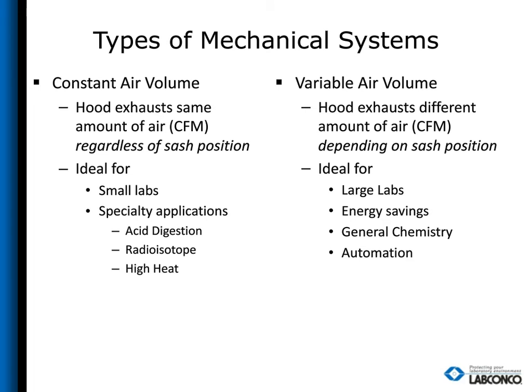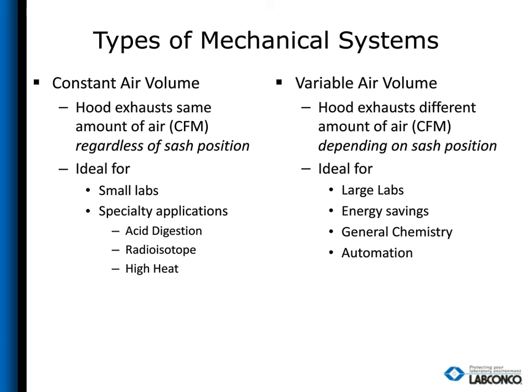The other type of mechanical system that I'll be discussing a little more in depth is the variable air volume system, which means the amount of air varies depending on the sash position. The reason for these systems is to save energy while the hood is not in use. Many hoods are used all day, every day. And since fume hoods are such huge energy hogs, a lot of users want to minimize the amount of air they exhaust. So this system is typically set up with supply and exhaust controls so that you get maximum energy savings of the whole system by varying the volumetric flow based upon the sash position.